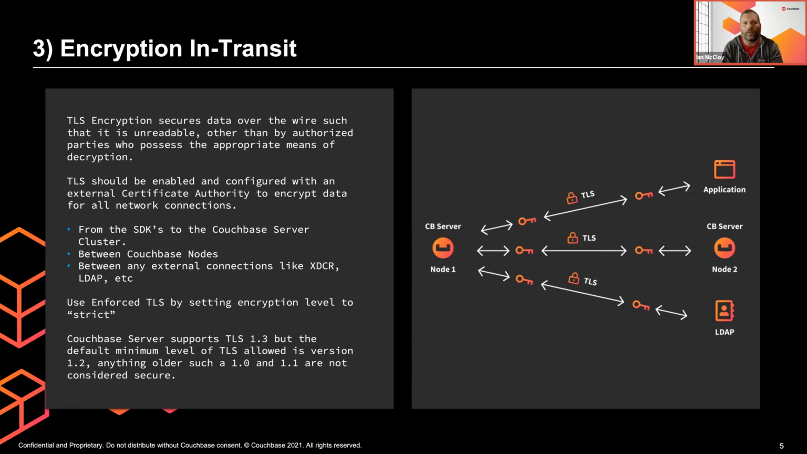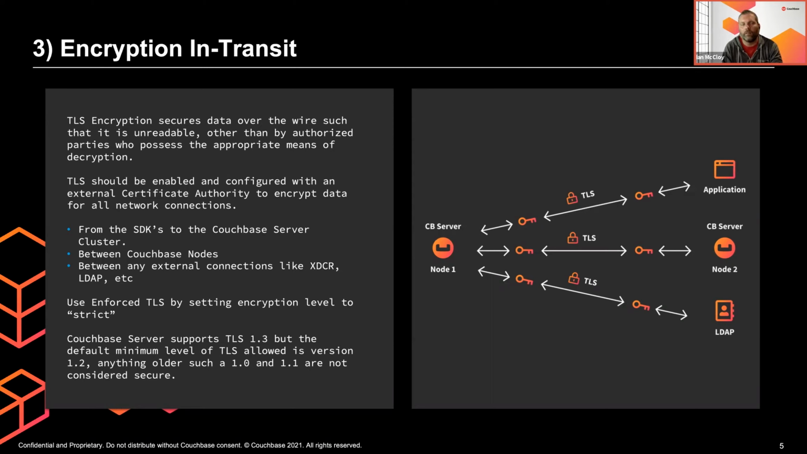And with Couchbase Server, we have different encryption settings. One of those is strict. With a strict encryption level, this enforces network encryption using TLS. And so this ensures that no traffic in or out of the Couchbase Server nodes is done in plain text. It only allows encrypted network connections.